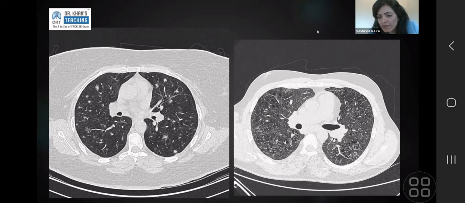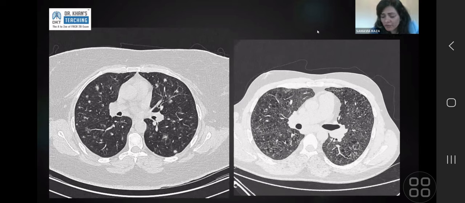Pulmonary nodules coalescing to form a patchy area of consolidation indicates a benign etiology. It indicates granulomatous inflammation. So sarcoidosis can look like that, TB can look like that. Rarely, even unfortunately, metastatic disease can look like that. But the word coalescing nodules is used for TB and sarcoidosis.